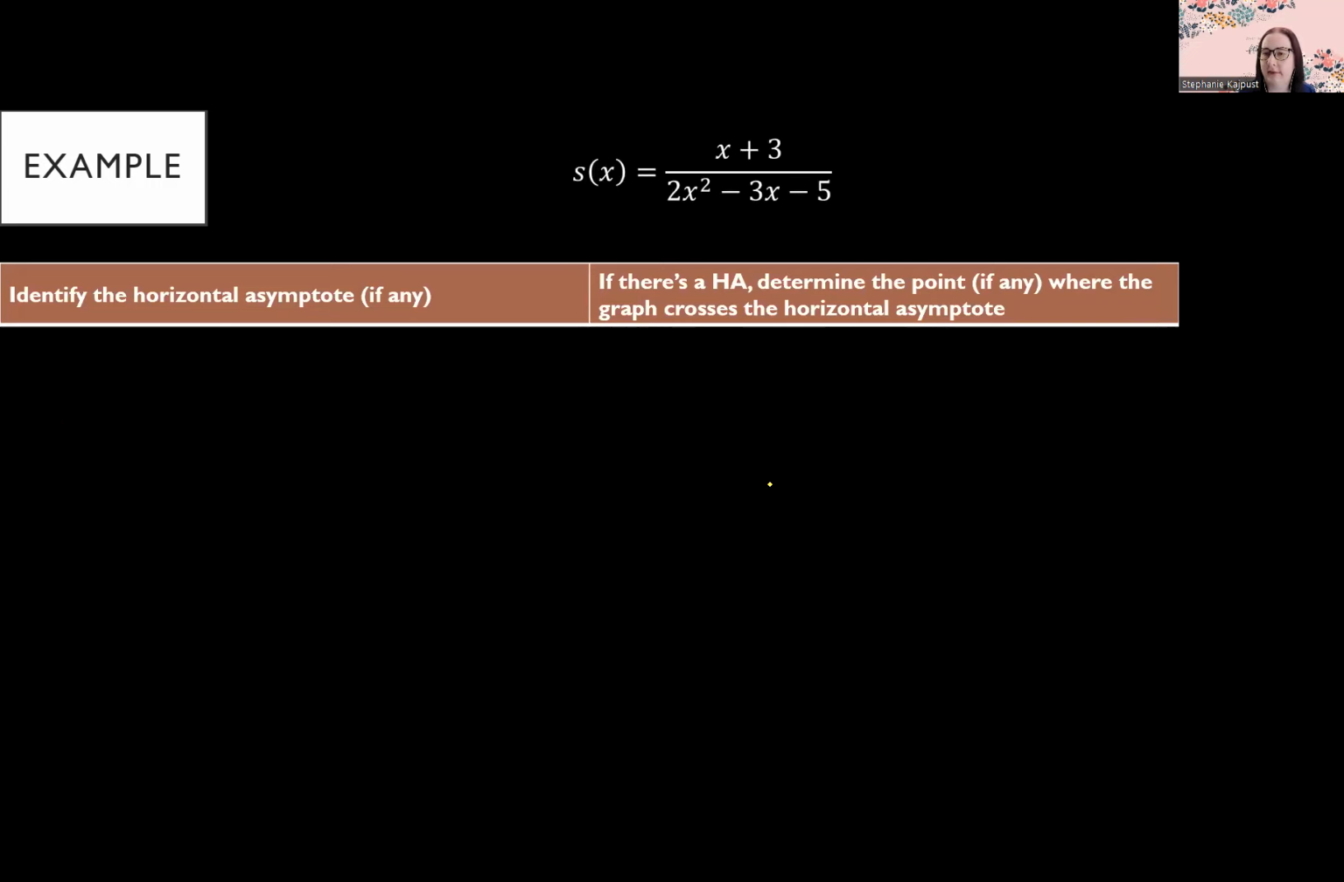All right, one more example here. So we have s of x equals x plus 3 over 2x squared minus 3x minus 5. So on top, we have x plus 3. So we have an x with no exponent, not no variable. We have a variable. So n is equal to 1. And then in the denominator, our highest exponent is 2. So we've got n, the top is smaller than the bottom, because 1 is smaller than 2.